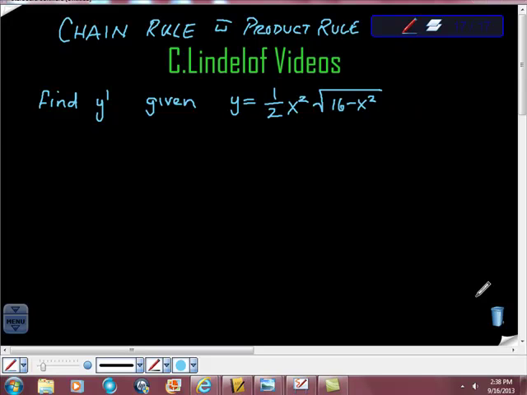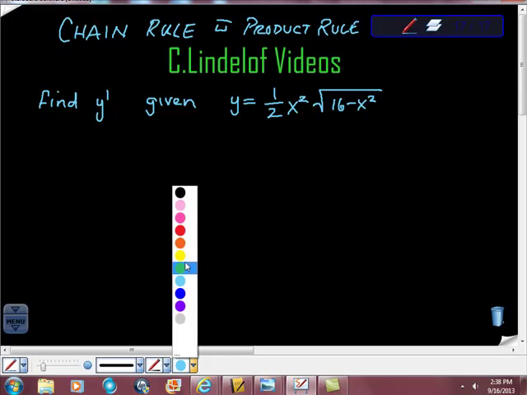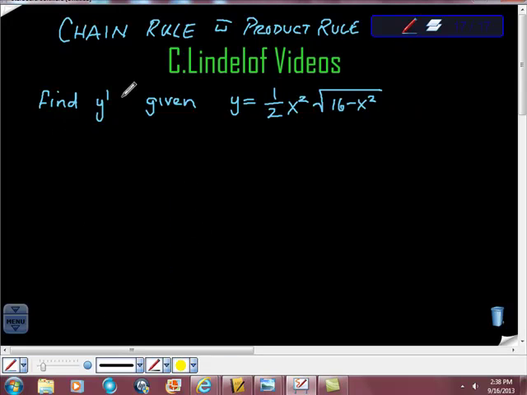Okay, C. Lindelof videos, AP Calculus, a chain rule problem that's attached to a product rule problem, if you will. So we're just going to kind of pick our way through this a little bit. It says, find y prime, find the first derivative of y, given that y is equal to 1/2 x squared times the square root of 16 minus x squared.